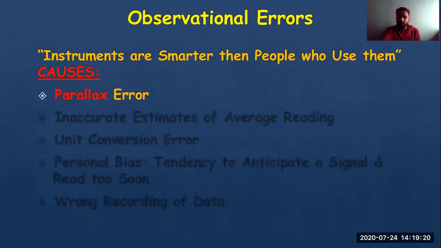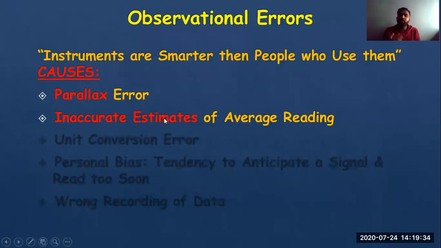So one of the observational errors that you have just seen is parallax error. How can a parallax error occur? When the vision is not perpendicular to the scale, you won't be able to read it properly. Now, inaccurate estimates of average reading. This happens especially in fluid mechanics. You don't know how to estimate. You take 10 values, you make some kind of error while taking the average, and this will lead to observational error. Another is unit conversion.